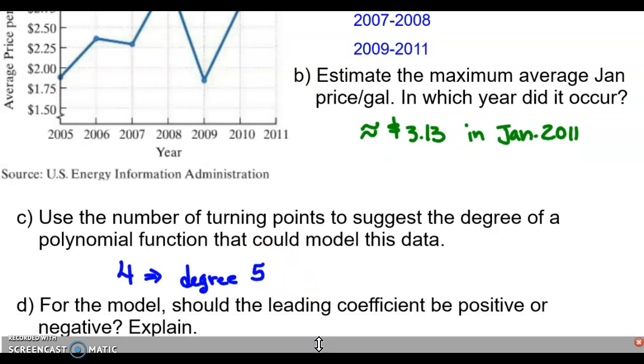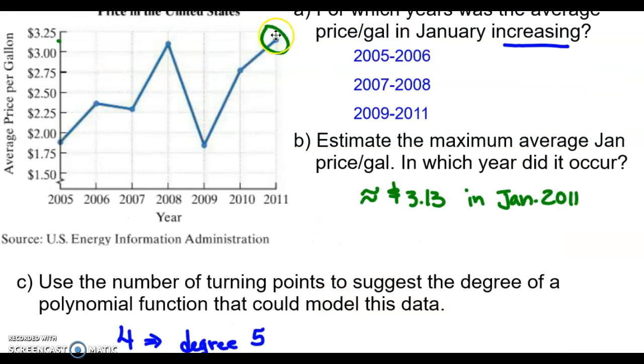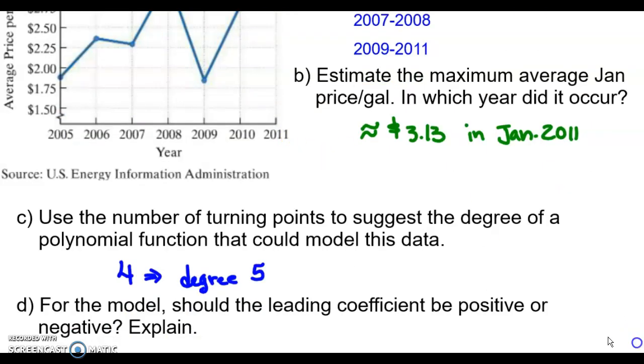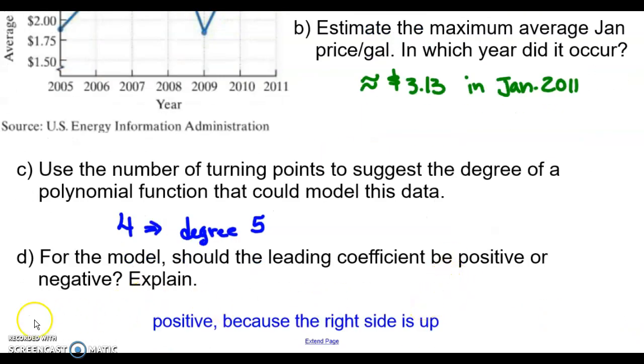Last question. For this model, would I expect the leading coefficient to be positive or negative, and why? Well, remember, positive or negative tells me what the right side does. This trend is upward. Still, it's not upward real fast, it's slowing, but it's still upward. So I'm going to say that I would have a positive leading coefficient. Okay, so we would use a positive because the right side is up.